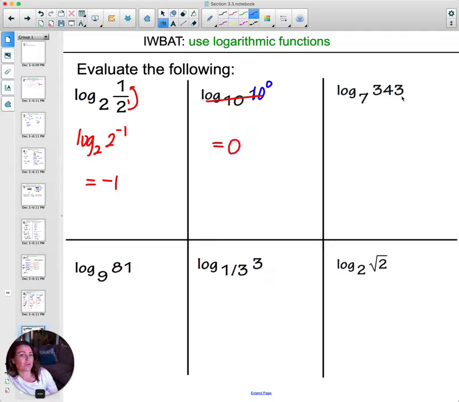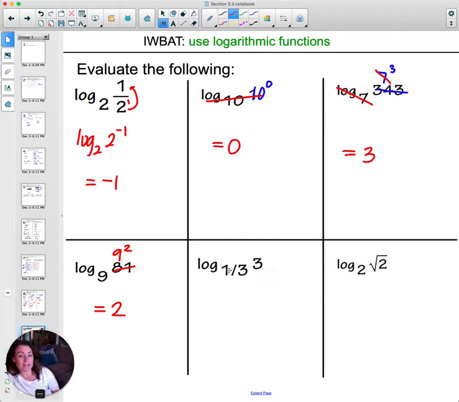This one, 343: you can start with the 7s and just see if it can be written in this base. So 7 times 7 is 49, times 7 is 343. So this is actually 7 to the third power. Then the log base 7 and the exponential base 7 will cancel, and you get back 3. 81 is 9 squared. So this one's going to be 2.